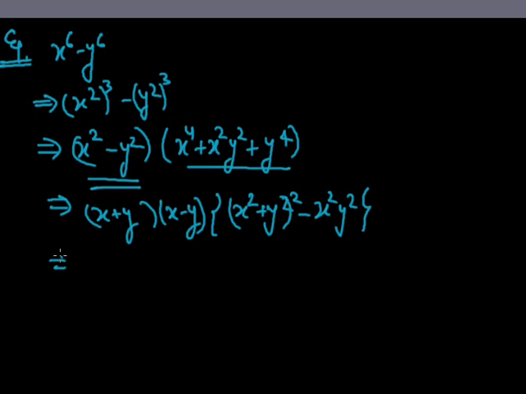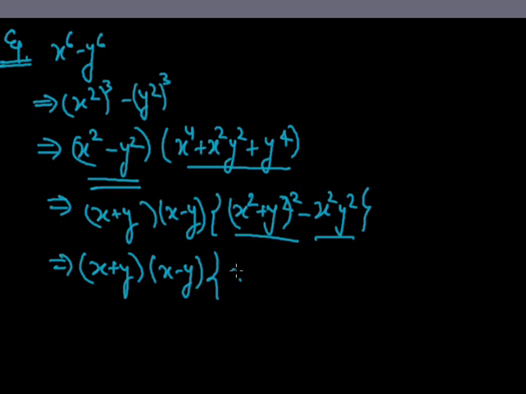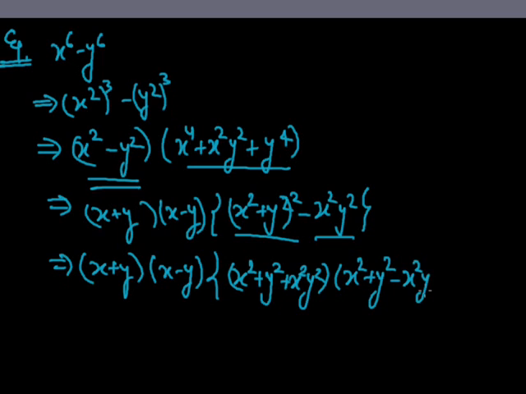Okay, so it will be now given as (x plus y)(x minus y), and this is two factors, a square minus b square, that is given by (a plus b) and (a minus b). Okay, so we have four factors that are not reducible.